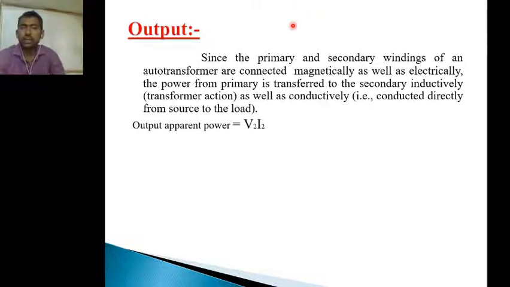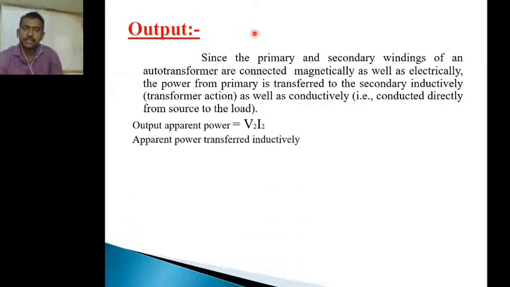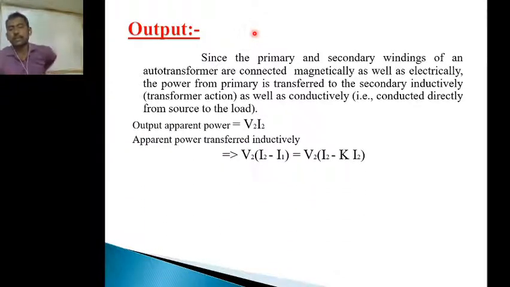So what is the output apparent power? Output apparent power means the secondary side current is I2 and the voltage is V2, so we get V2 into I2. Similarly, the apparent power transferred inductively means the power at the common winding. What is the power at the common winding? The current at the common winding is I2 minus I1. So the power at the common winding is V2 into (I2 minus I1).